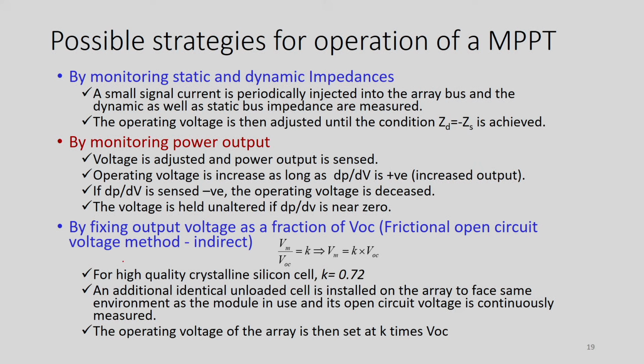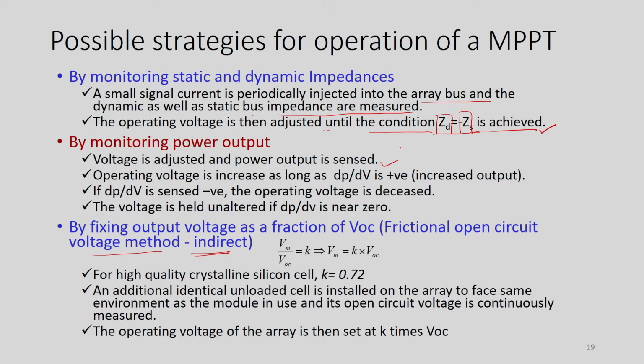This is also known as the fractional open circuit voltage method, and this falls under the indirect method. In the first case, a small signal current is periodically injected into the array bus, and the dynamic as well as static bus impedance are measured. The operating voltage is then adjusted until the condition is achieved where dynamic impedance and static impedance are equal but opposite in direction.